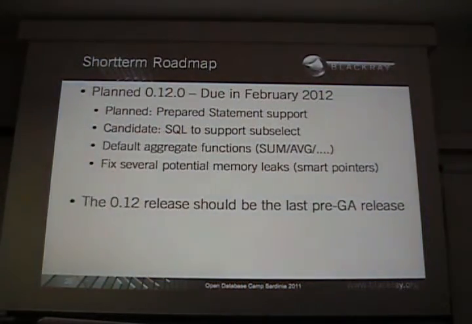So 0.12, we plan for February of 2012. Then we will support prepared statements, subselect, true aggregate functions, and we have a few potential memory leaks. They don't really appear to be a problem in reality, but we have test cases where we can create memory leaks, and so we have to switch everything to smart pointers. It's not that trivial, so we gave ourselves a few months to do that.